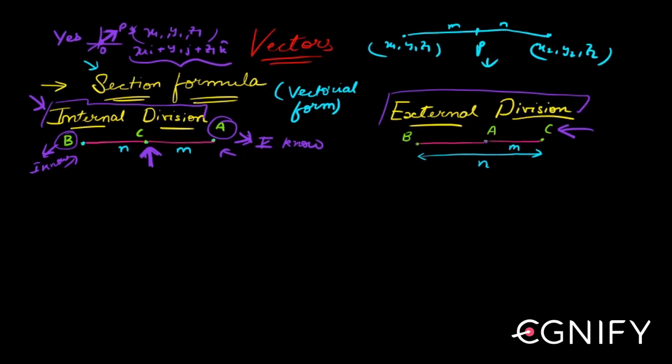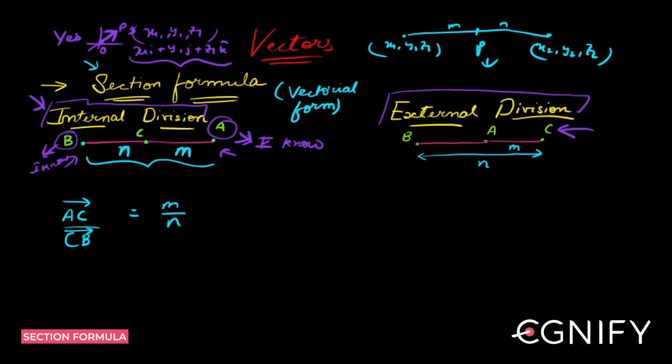Now as you can see here, this particular line BCA is being divided in the ratio n is to m by the point C. That means I can say that AC bar by CB bar is equal to m by n. Can you justify this? What is the vector AC bar? AC bar is this vector, right?